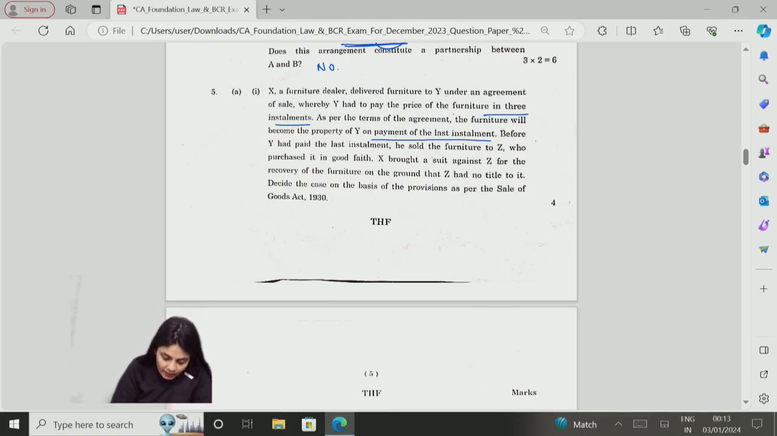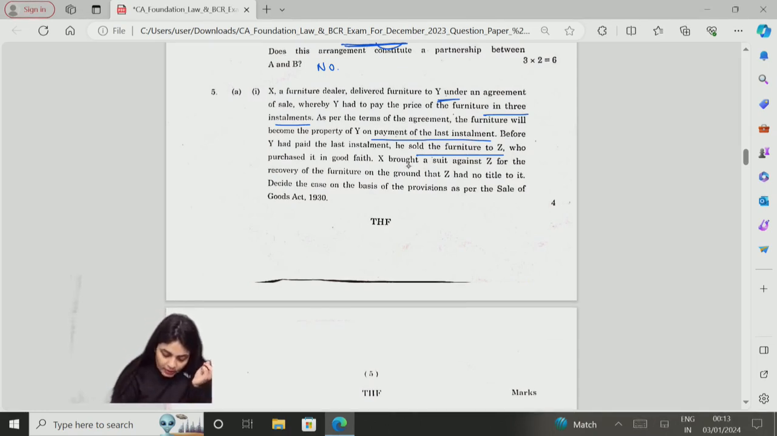Before Y has paid the last installment, he sold the furniture to Z. If it was a hire purchase, I cannot. But in case of an agreement to sell, can I? Yes. Here, they have not given that he has a right or the option to return the goods back. That is why it's not given that Y can return the goods back at any point in between. So since this option is not given, this is not hire purchase, it's an agreement to sell.